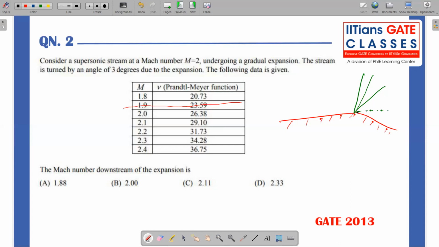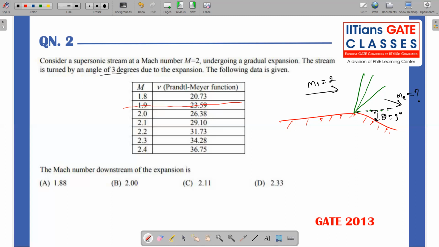So they are given this angle, the deflection angle theta equal to 3 degrees. That is the angle turned due to the expansion. So this is my upstream direction, M1 equal to 2. Fine. So now what they are asking you to calculate is the Mach number behind the expansion fan. What is M2? That is what we have to find out.